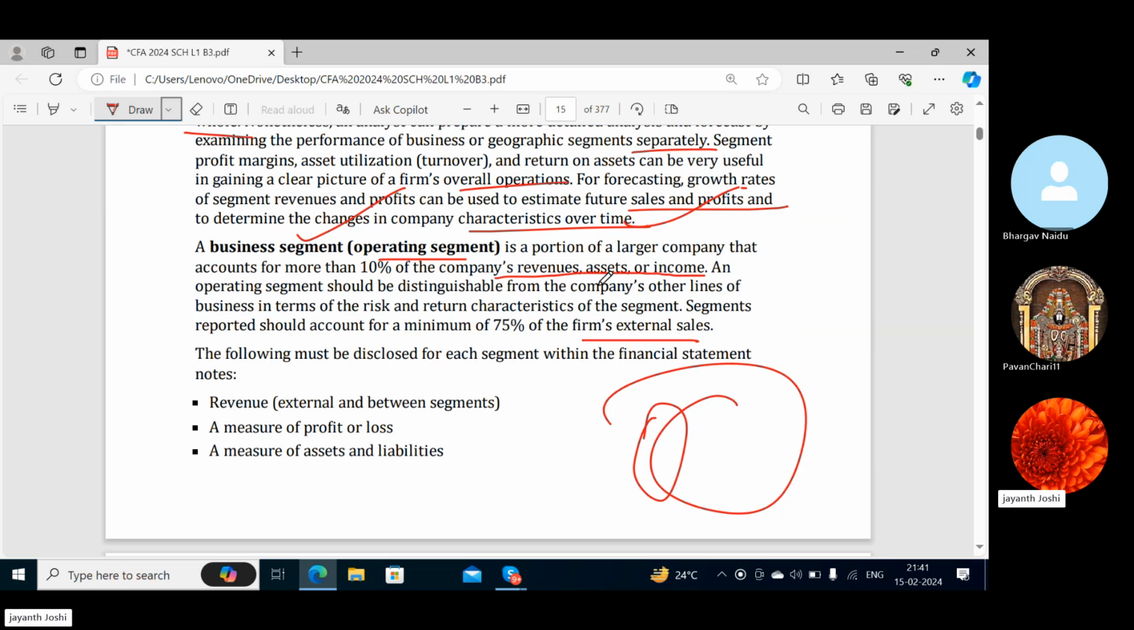An operating segment should be different from the company's other lines of business in terms of risk and return characteristics of the segment. You should distinguish them. Segments reported should account for a minimum of 75% of the firm's external sales. So of all the sales the firm is doing, 75% of that external sales should be from their segments, and 25% can be from the company itself, where it is established.